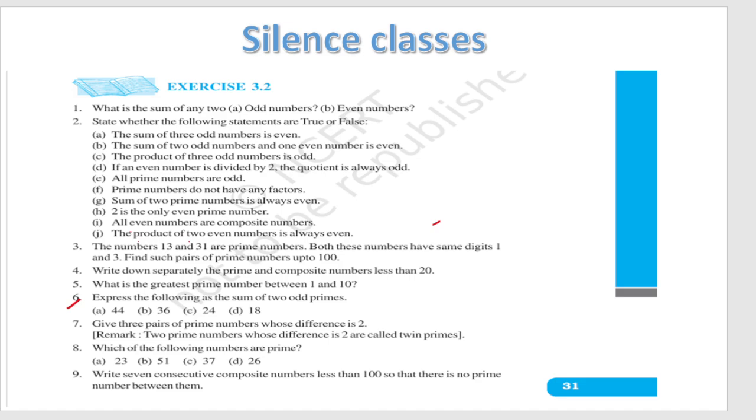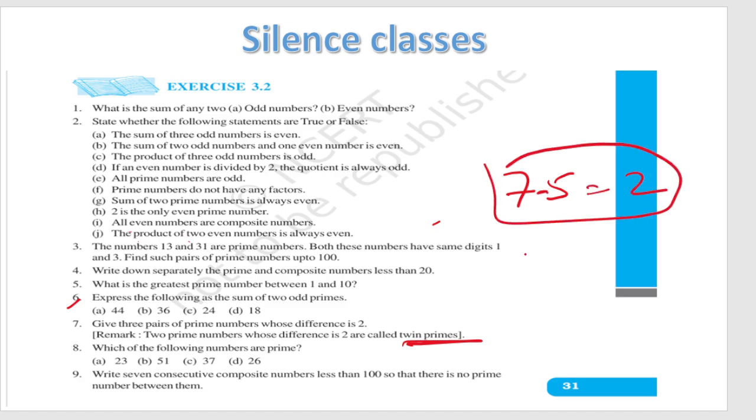Okay, and a remark is given that two prime numbers whose difference is 2 are called twin primes. What are they called? Twin primes. So if I take prime numbers like 7 minus 5, 7 minus 5 is 2.